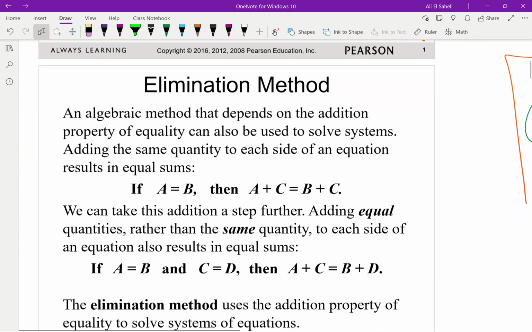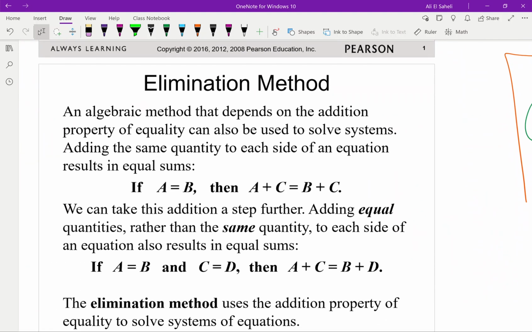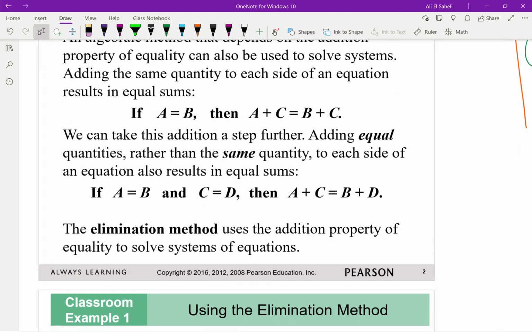All right, so the elimination method, as an algebraic method that depends on the addition property of equality, can also be used to solve systems. Adding the same quantity to each side of an equation results in equal sums. So here it's like you are adding one equation to another. It's like generalizing this rule to equations, adding equations to each other, adding the left side to the left side and the right side to the right side.